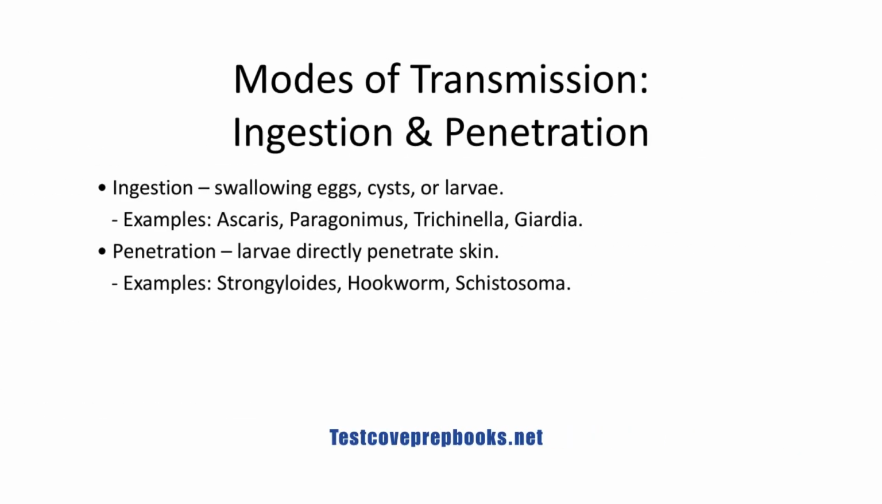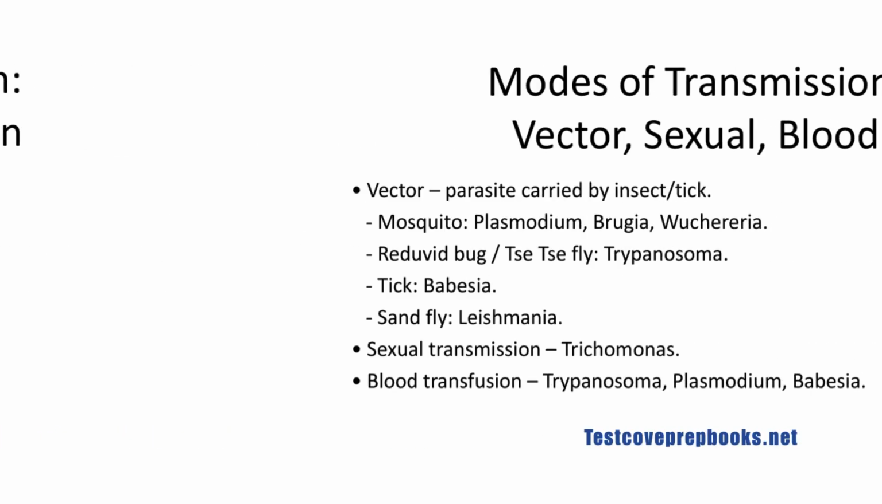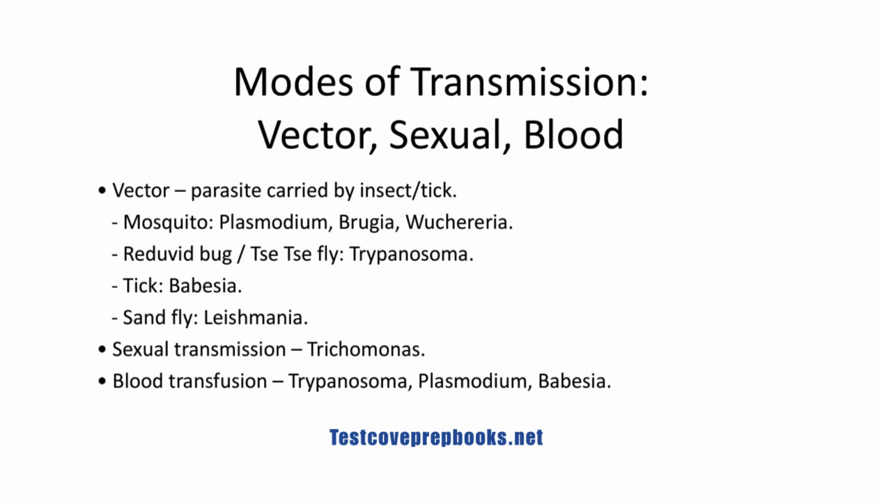Ingestion occurs when eggs, cysts, or larvae are swallowed, for example with Ascaris, Paragonimus, Trichinella, or Giardia. Penetration occurs when larvae directly enter through the skin, as in strongyloids, hookworm, or schistosoma. Vectors inject parasites into blood or tissue. For example, mosquitoes transmit Plasmodium, Brugia, and Wuchereria. Reduviid bugs or tsetse flies transmit Trypanosoma, ticks transmit Babesia, and sandflies transmit Leishmania.